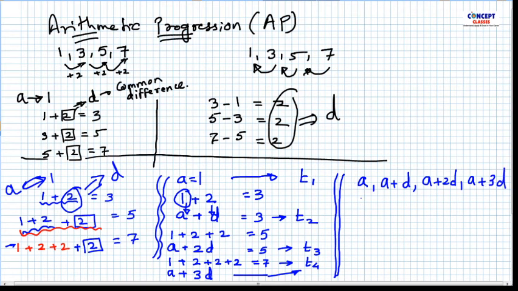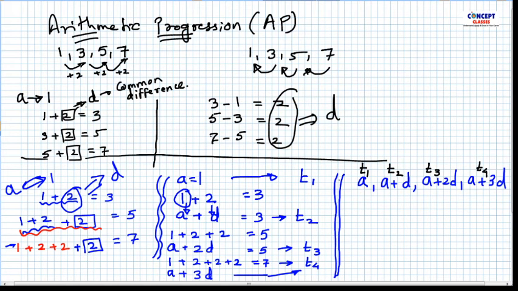So let me write it down so that you understand it clearly. So this is T1, first term. This is T2, second term. This is T3. This is T4. And this will be true. You can change the numbers in the AP. You can change the AP, but this will always be true, right?